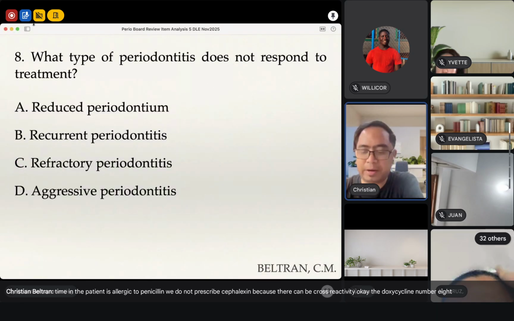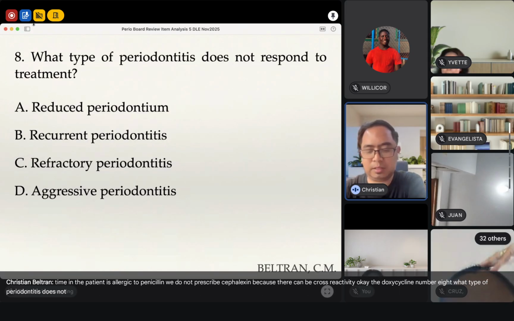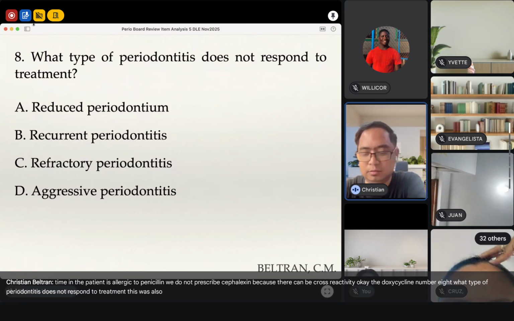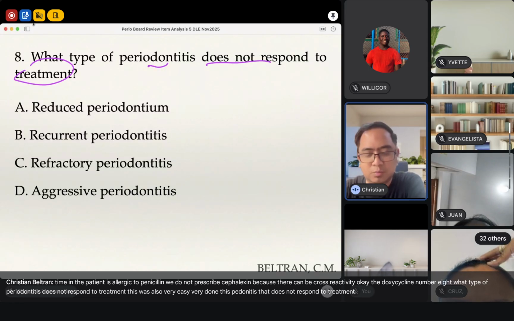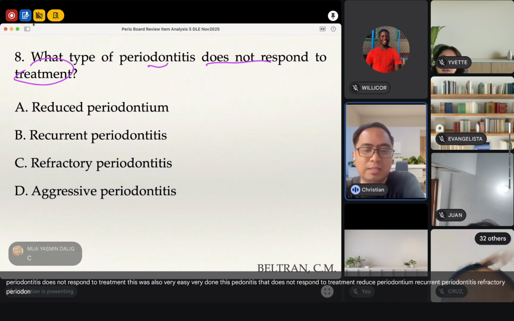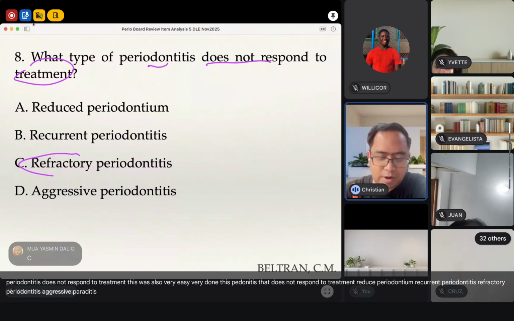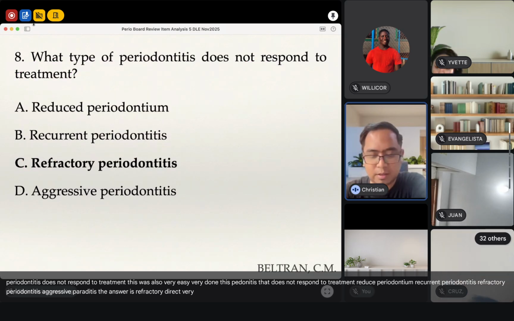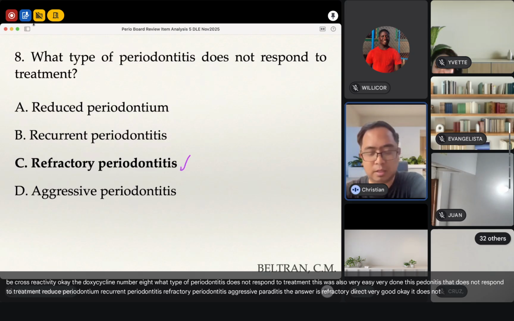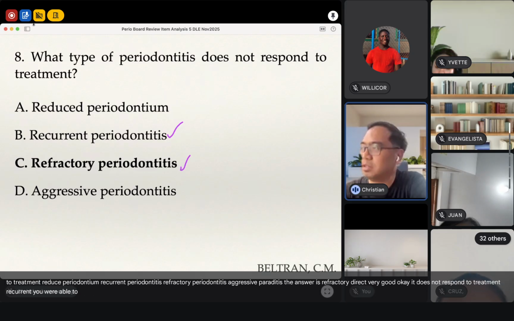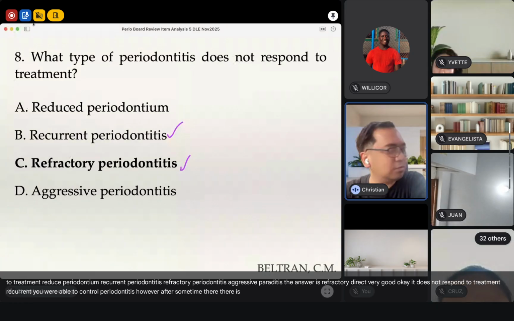Number 8. What type of periodontitis does not respond to treatment? This one's also very easy. Reduced periodontium, recurrent periodontitis, refractory periodontitis, aggressive periodontitis. The answer is refractory. It does not respond to treatment. Recurrent, you were able to control periodontitis, however, after some time, there's recurrence of the disease. The periodontitis of the patient came back.